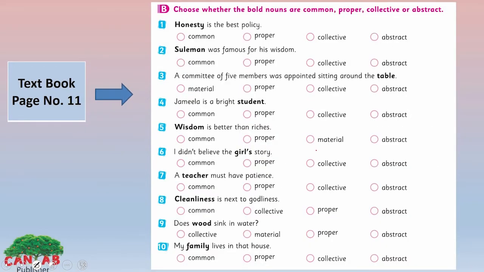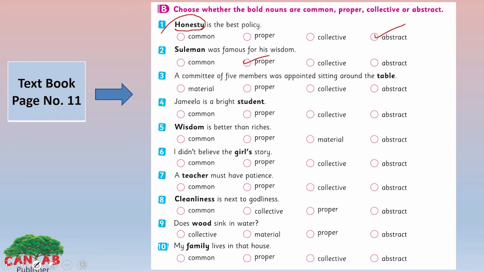Look at the section B here. Choose whether the bold nouns are common, proper, collective or abstract. You have to choose the right option here for each sentence. Honesty is the best policy. Here, honesty is an idea or concept, so it is an abstract noun. Suleiman was famous for his wisdom. Here, Suleiman is a proper noun.